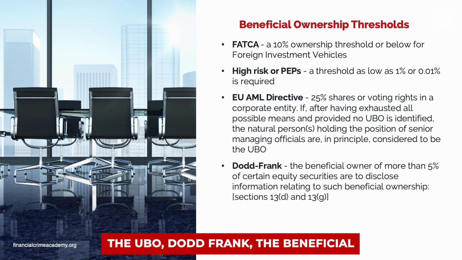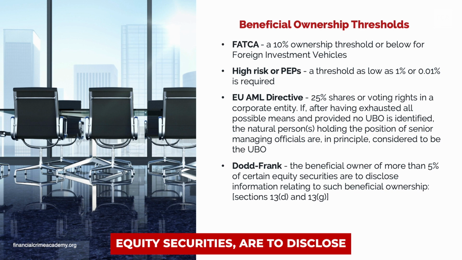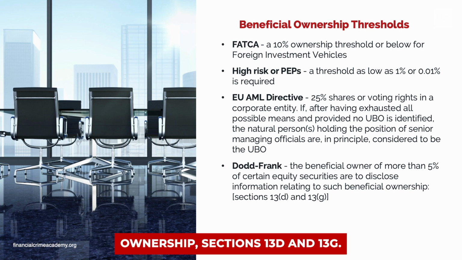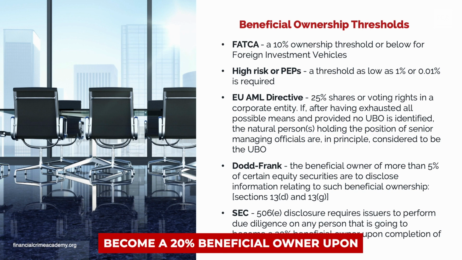Dodd-Frank: the beneficial owner of more than 5% of certain equity securities is to disclose information relating to such beneficial ownership, Sections 13D and 13G. SEC 506E disclosure requires issuers to perform due diligence on any person that is going to become a 20% beneficial owner upon completion of a sale of securities.